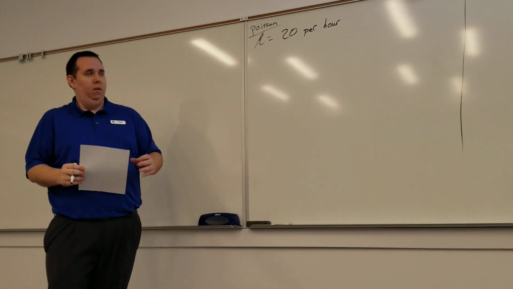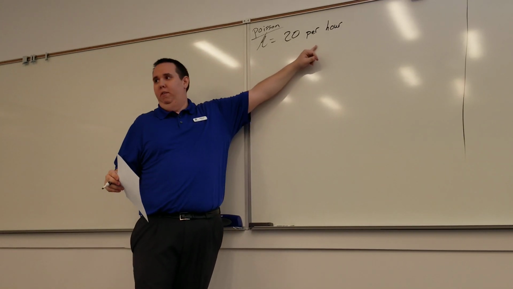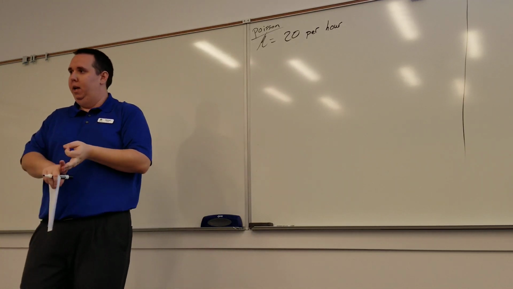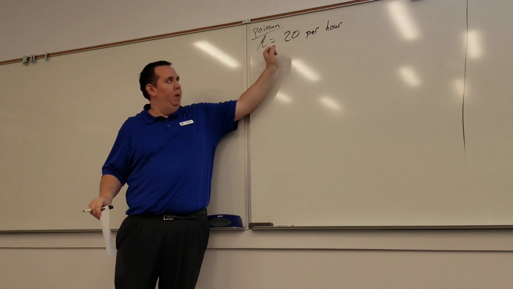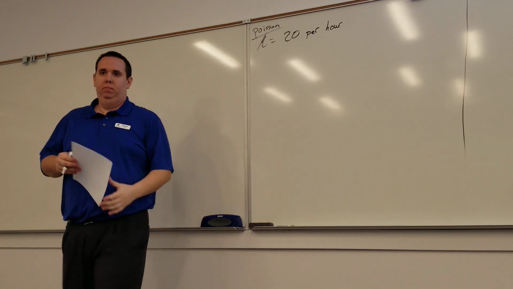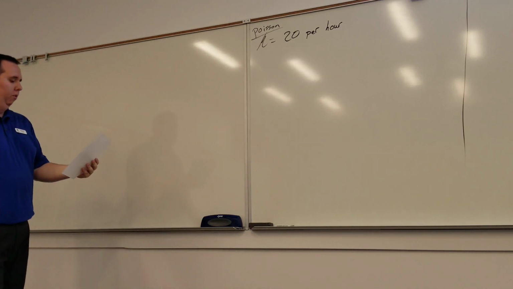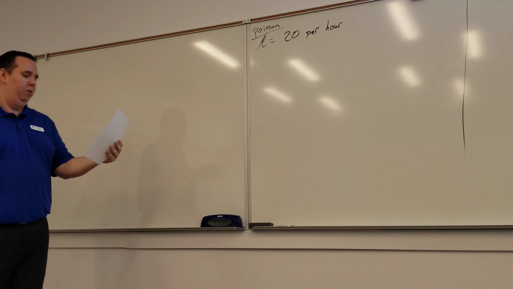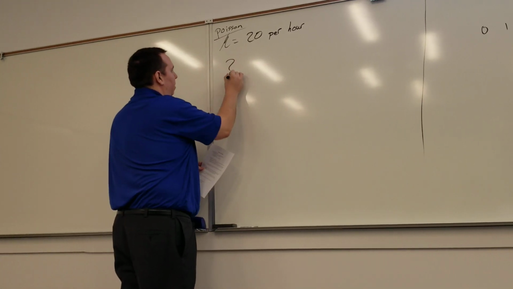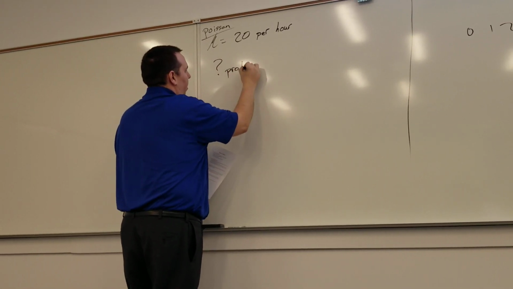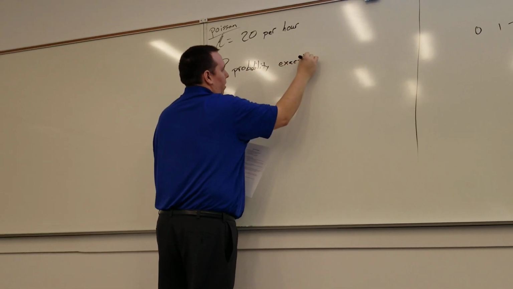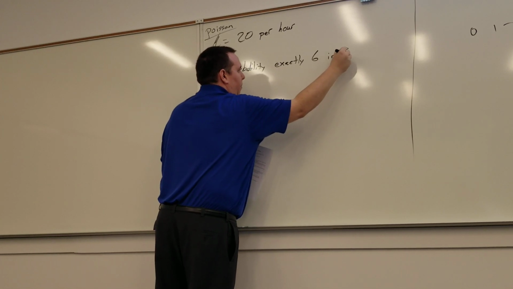Could you say that again? So our mean is given in terms of time, right? So here it's per hour, it could be per day, per year, per minute. And because the mean is given in terms of time, it's Poisson. So we're told that the average number of customers to come into the store is 20 an hour. We want to know the probability of exactly 6 in 30 minutes.